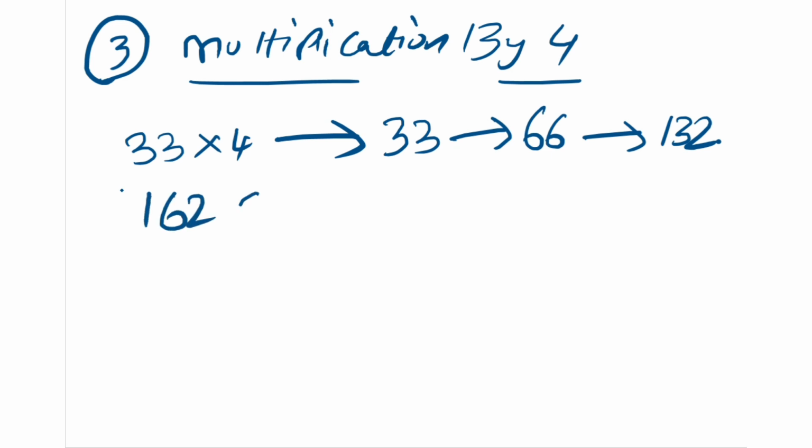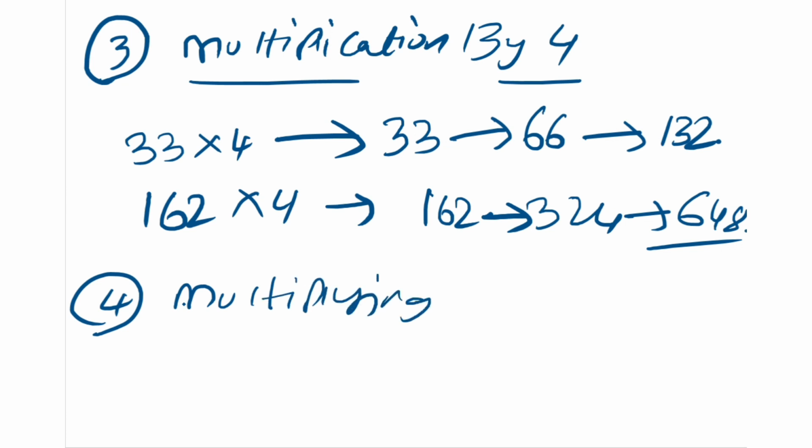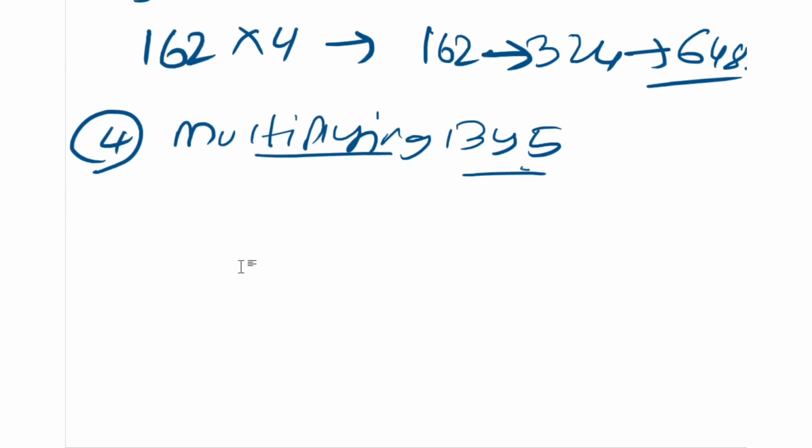Let me take one more example for your clarification: 162 into 4. I'm taking the initial value here. Double it: 162 into 2 would be 324, and again double: 324 doubled is 648. So this is the simple solution. We have done multiplication of any number by 4. Next one is multiplying a number by 5. It's going to be a super easy trick.